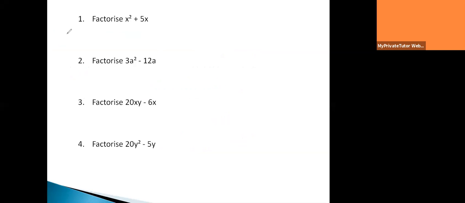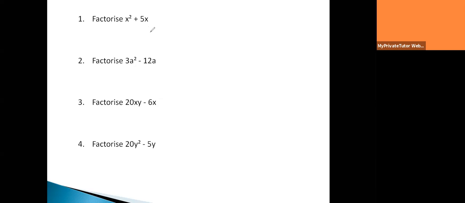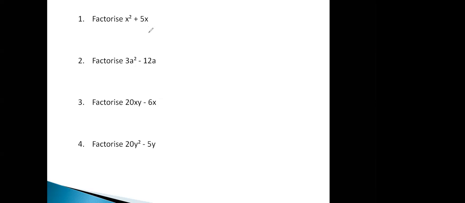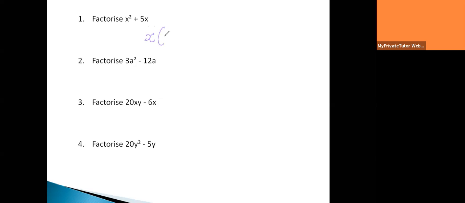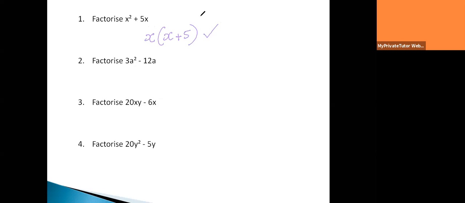First one, factorize x square plus 5x. So what is the common factor there? Common factor is 5? Are you sure? No, it is x. So if we take out x, what will happen? I hope everyone agrees to this. Good one. So please try the second one, guys.